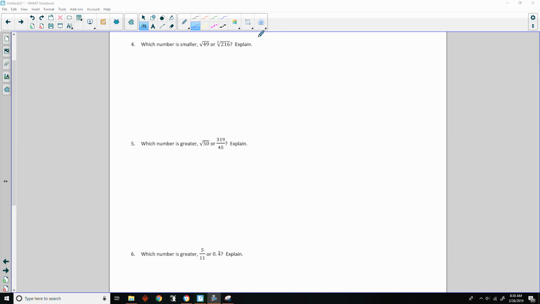Number 4. 49 is 7 times 7, and it's a square root, so I have two 7s. So the square root of 49 equals the square root of 7 squared, which equals 7.